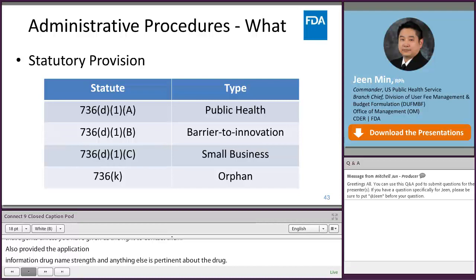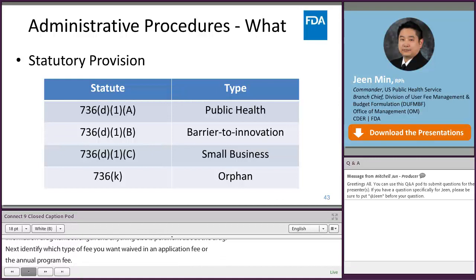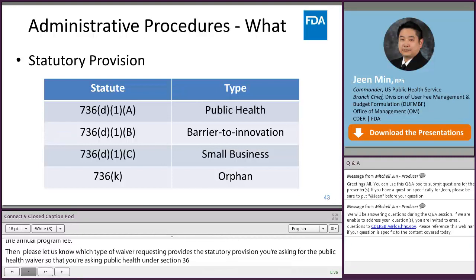Then please let us know which type of waiver you're requesting and provide us the statutory provision. If you're asking for the public health waiver, please tell us that you're asking for public health under Section 736(d)(1)(A). For the Barrier to Innovation waiver, that's under 736(d)(1)(B). For small business, that's under 736(d)(1)(C). And for orphan, that's under 736(k).